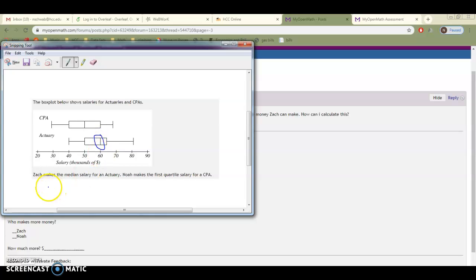So Zach's making $60,000. Notice it's in thousands of dollars, right? So I'll write that here. An amazing 6. All right, there we go. There's a 0.